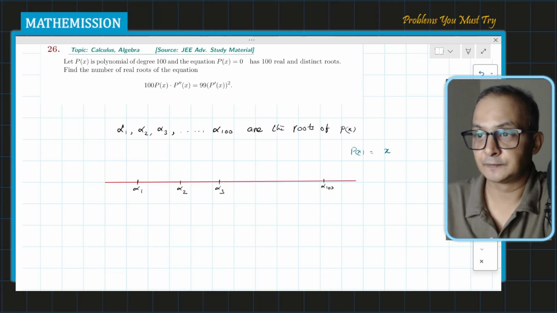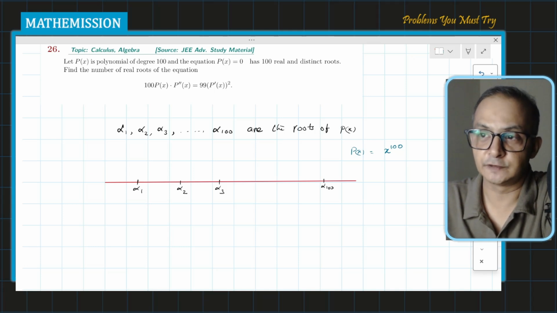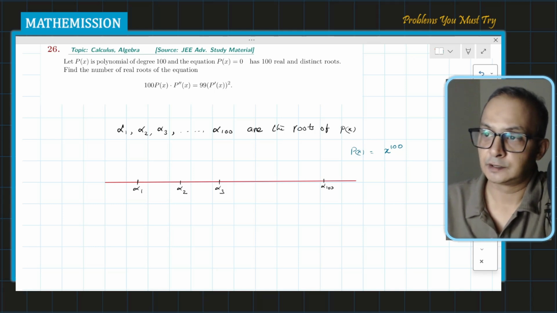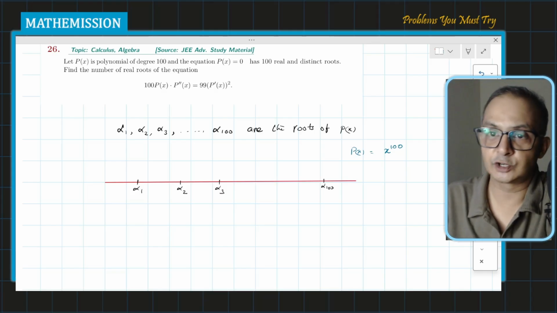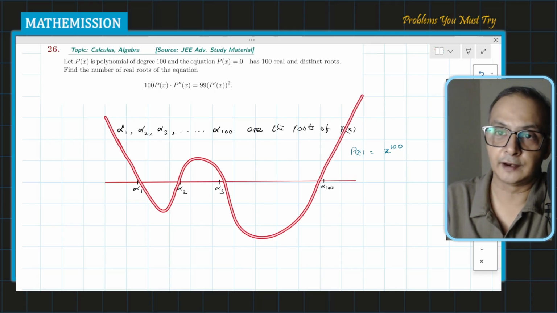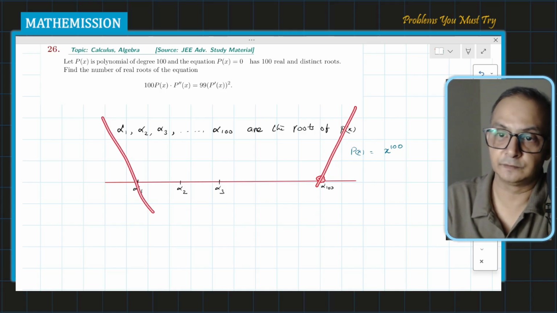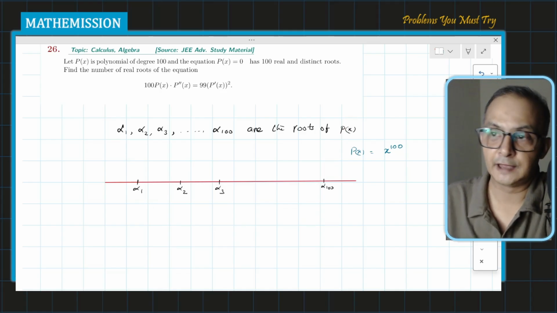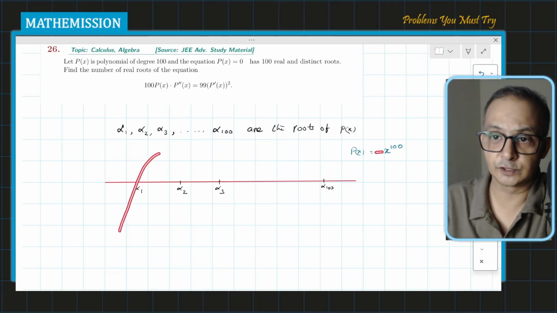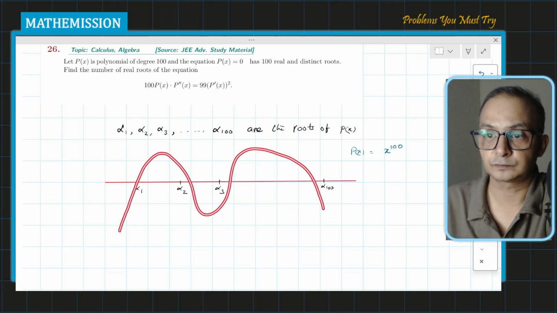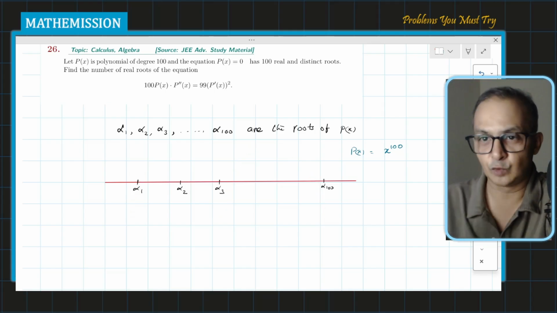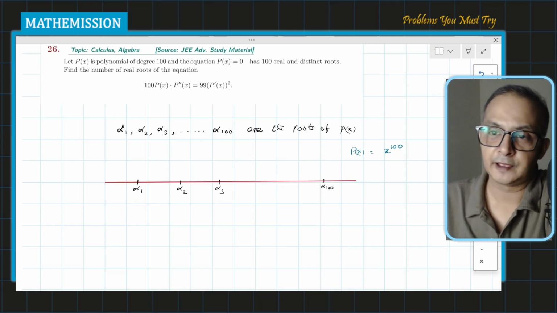It means that if the leading coefficient is positive, the polynomial equation starts like this and it goes like this, and finally passing through alpha 100 goes in the same direction, meaning the positive direction actually. In the same way, if the leading coefficient is negative, then of course it will go like this and so on. But it doesn't matter for what we are analyzing here.